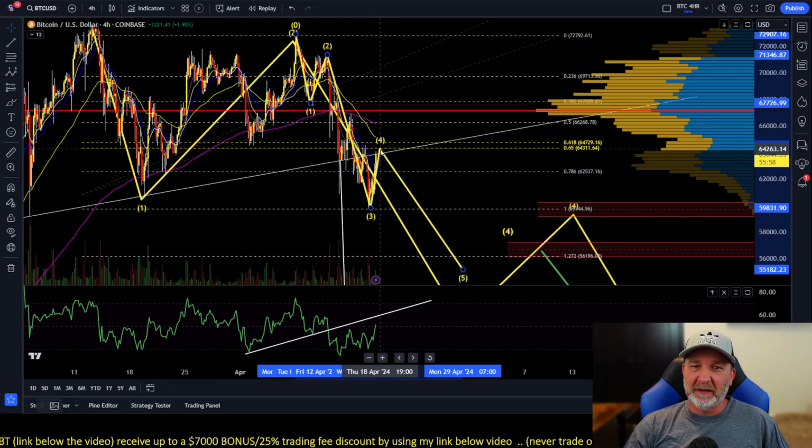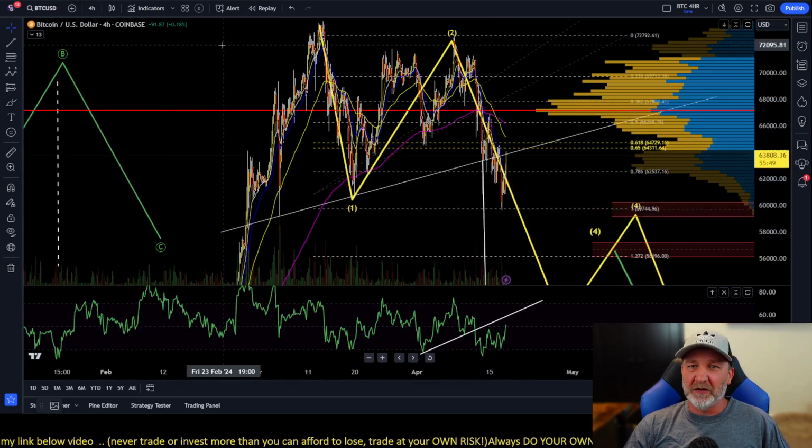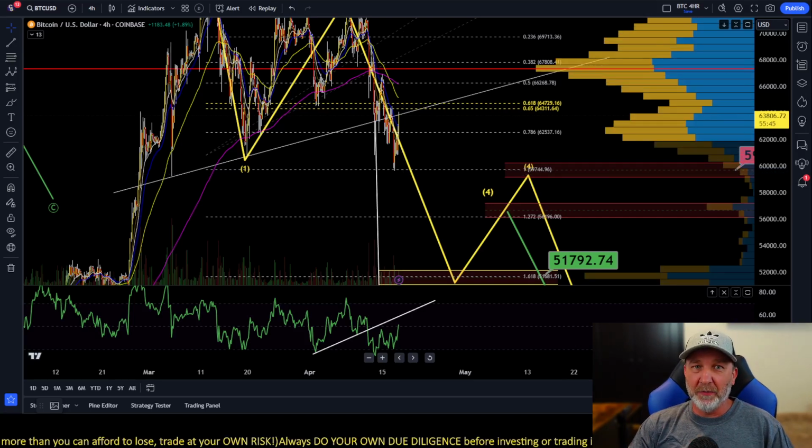But I wouldn't expect it to get that high. I would expect the rejection somewhere in here in the golden pocket zone, as high as 67.4. So that's an area we're going to watch there. Now, what happens if this holds as support? And we'll take a look at the bigger picture, right?